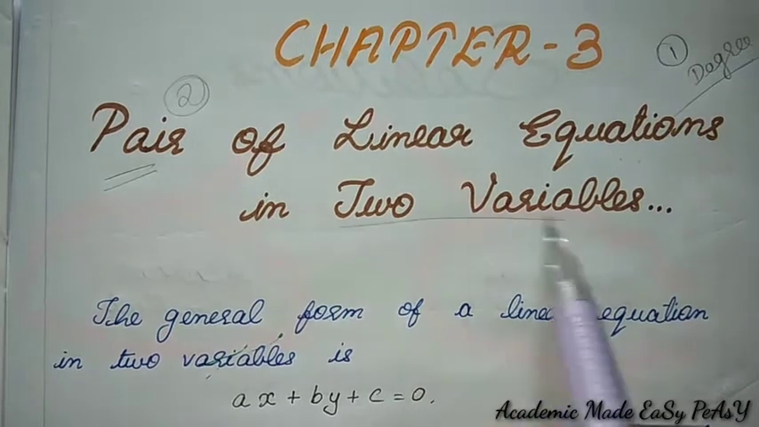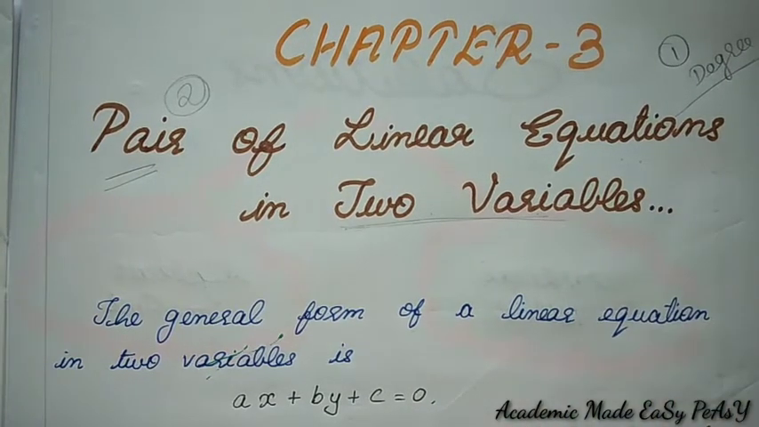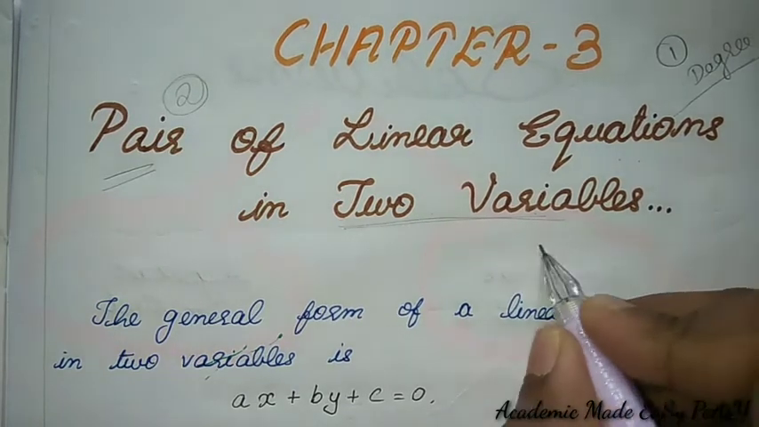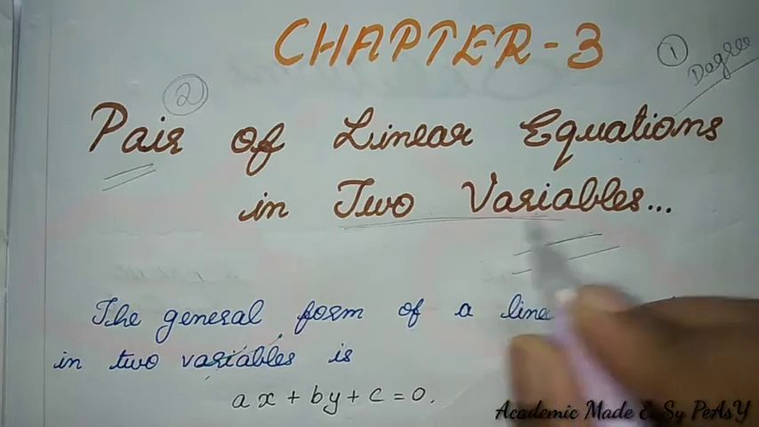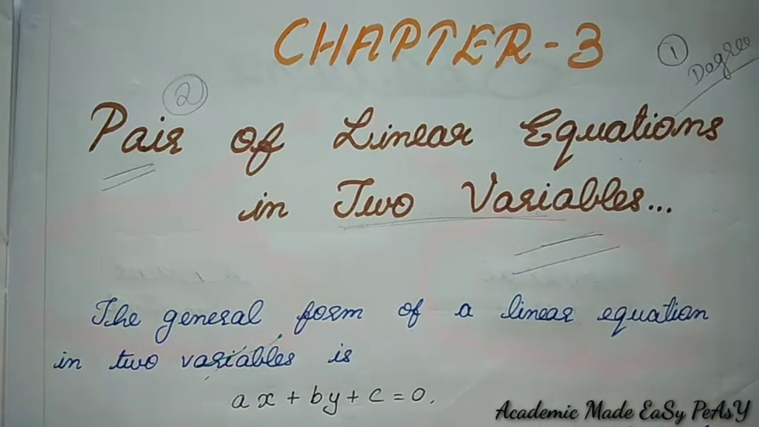And here, two variables means we will be having two variables with the highest degree 1. That is called a pair of linear equations. A pair of linear equations means two equations with two variables each and it is linear. That is, the highest degree is 1. That is called a pair of linear equations in two variables.